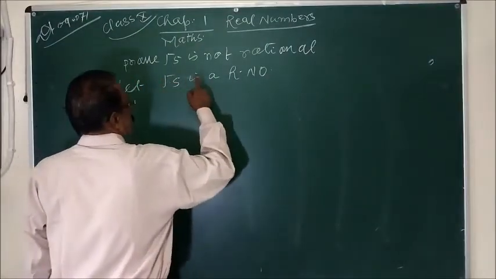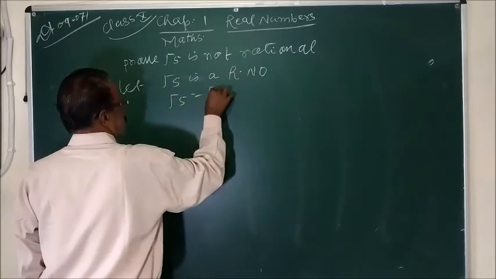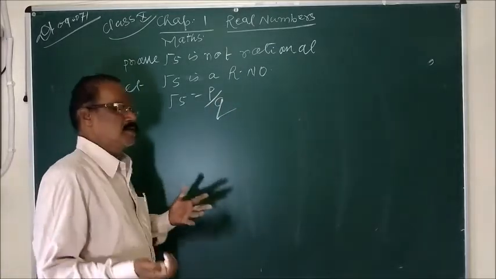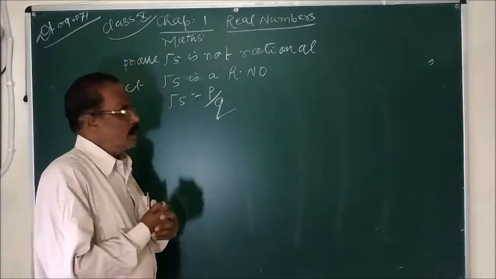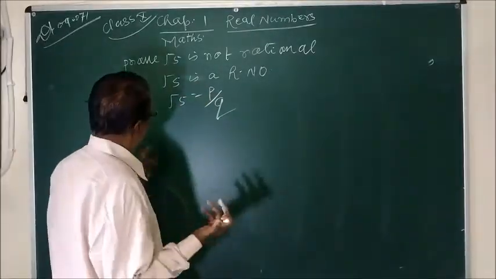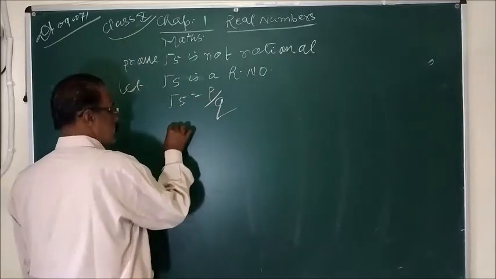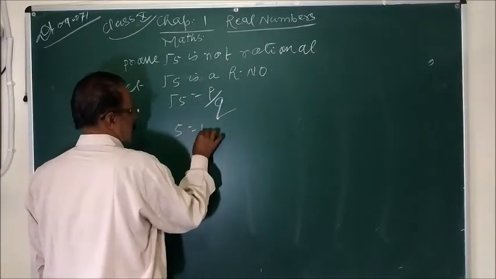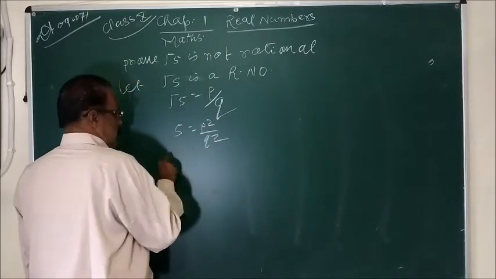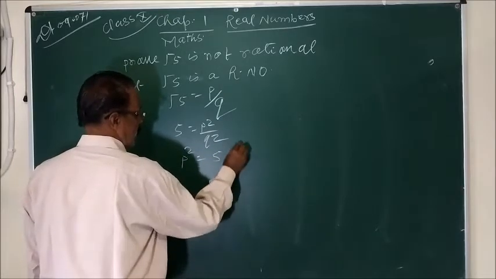So suppose root 5 is a rational number. Root 5, a rational number, can be expressed in the form of p by q. P by q is not an important part; you can suppose a by b or c by d, nothing to do with that. So root 5 equal to p by q. Squaring both sides, you will get 5 equal to p square upon q square. By cross multiplying, you will get 5q square.